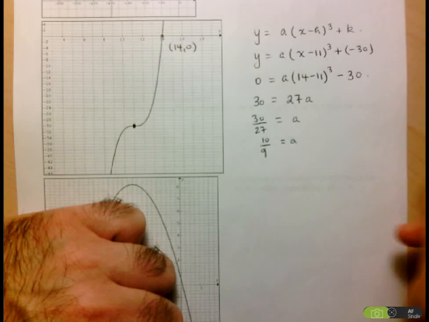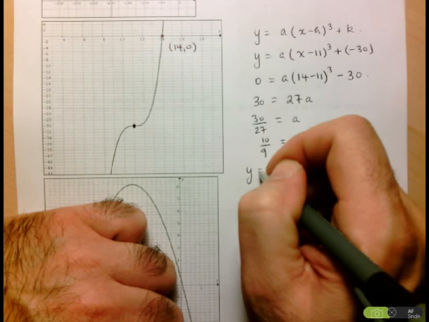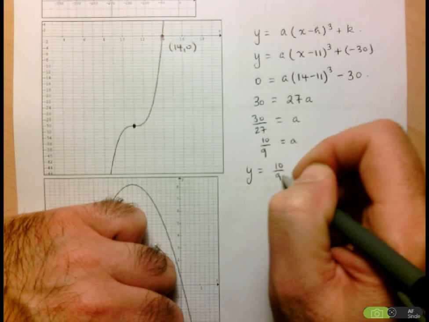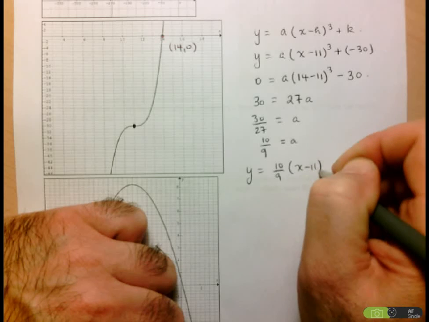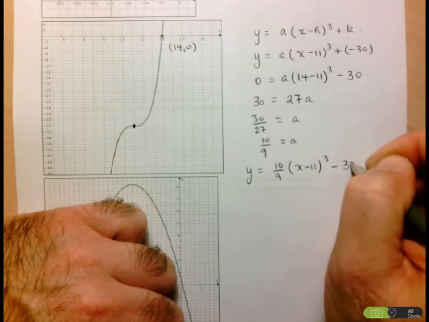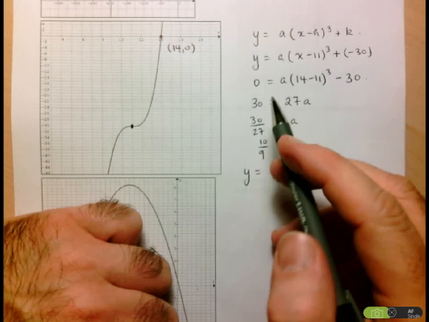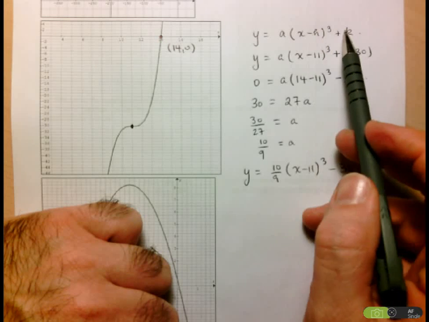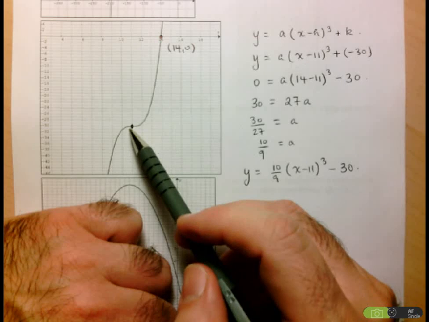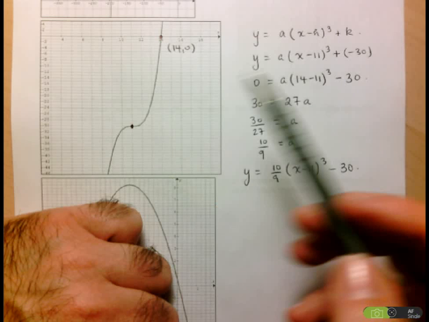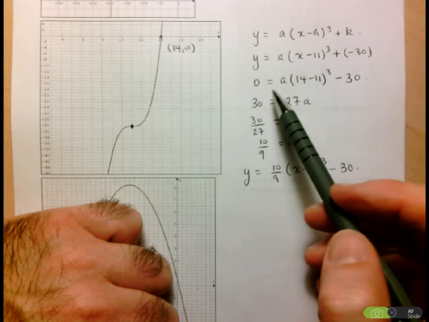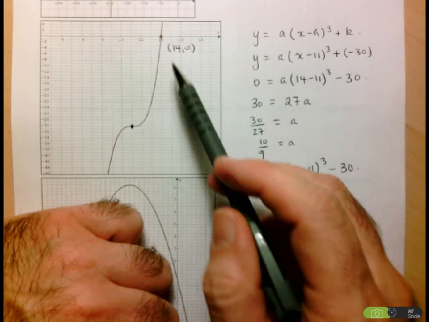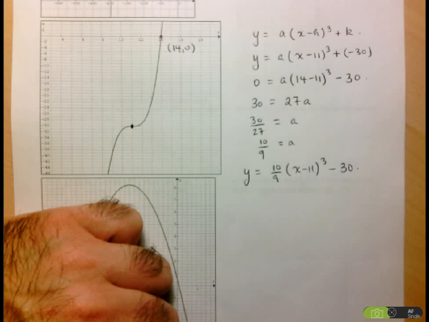Okay, so that means that our final answer here is y equals 10 over 9 times (x minus 11) cubed minus 30. Okay, there you have it. Identify your translations first using the special point on the graph. Then from there input a nice point on the graph to determine the a value. Okay, that's it.